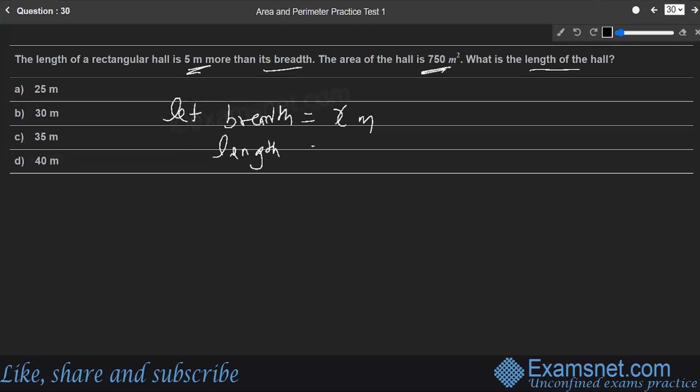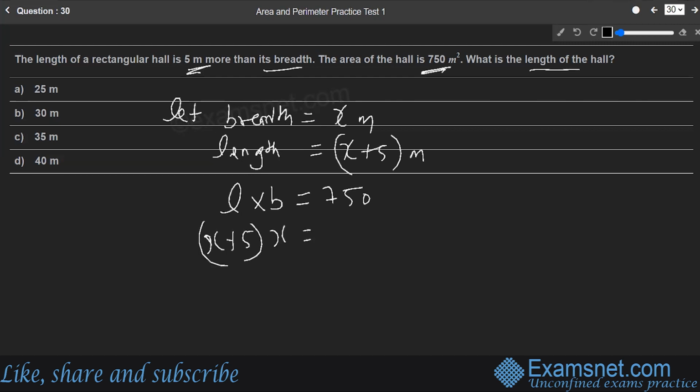So the length value he has said is 5 meter more, so it has to be x plus 5 meters. So these are the length and breadth. He's saying the area of the hall is 750 meters square. Area of a rectangle is always L into B, given as 750. Let us put the values of length and breadth. It's going to be (x plus 5) multiplied by x is equal to 750. Clearly, we can make the equation out of it. So it's coming out to be x square plus 5x minus 750 is equal to 0.